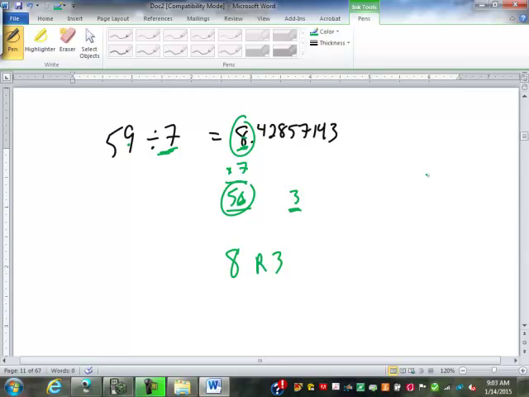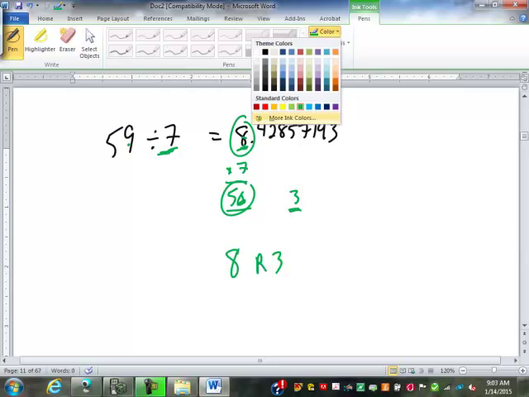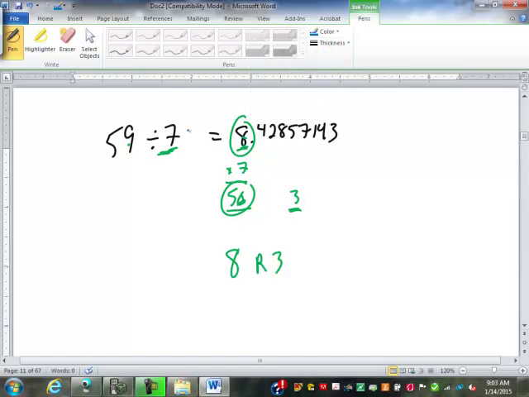Yes? Wouldn't you just take the number that's behind the 4, and if it's less than 5, that would be 4. If it was greater than 5, bring it up to 5? No, because only if you're dividing by 10 does that work. If you're dividing by 10, that would work. But dividing by any other number, it doesn't.